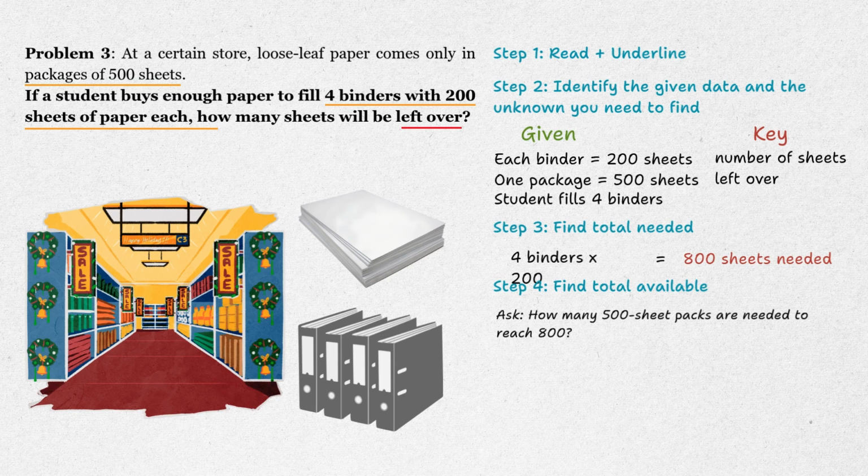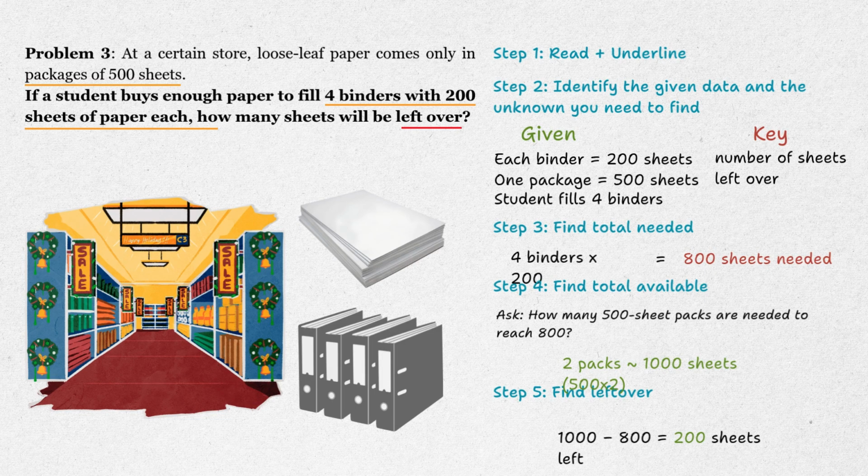One package gives 500, which isn't enough. 2 packages give 1,000 sheets. That covers everything. Now, subtract what was used from what was bought. 1,000 minus 800 equals 200. That means there are 200 sheets left over.